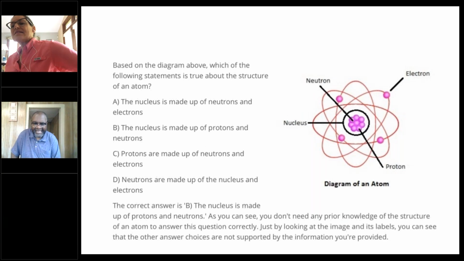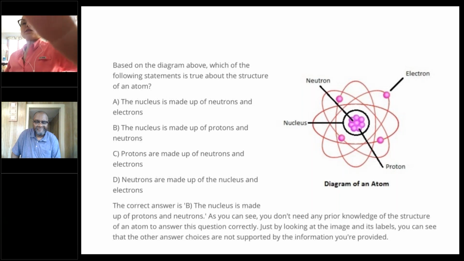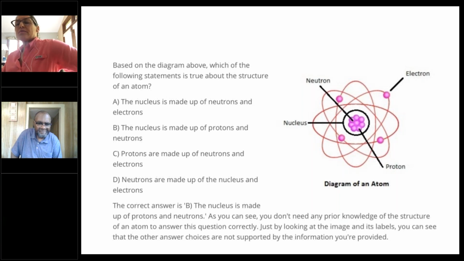Diagram of an atom. Exactly. So that's important information. And then there are a bunch of parts of the atom that are labeled. Yes. Neutron, nucleus, electron, nucleus, and protons. Yep. And the question is, based on the diagram above, which of the following statements is true about the structure of an atom? So you're just looking at the picture and deciding what it shows.